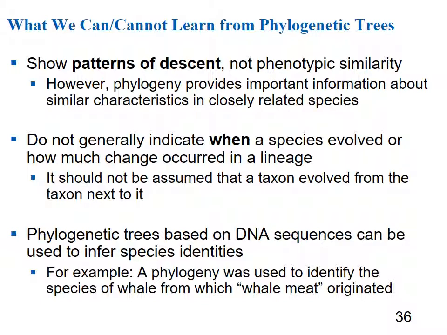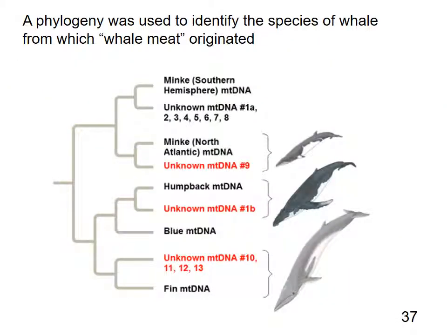Phylogenetic trees based on DNA sequences can be used, though, to infer species identities. So your book has a good example on this. They used a phylogeny to identify the species of whale from which whale meat originated. So here's an example of that. They had a couple unknown DNA samples of whale meat, and they determined the species by creating a phylogenetic tree there.